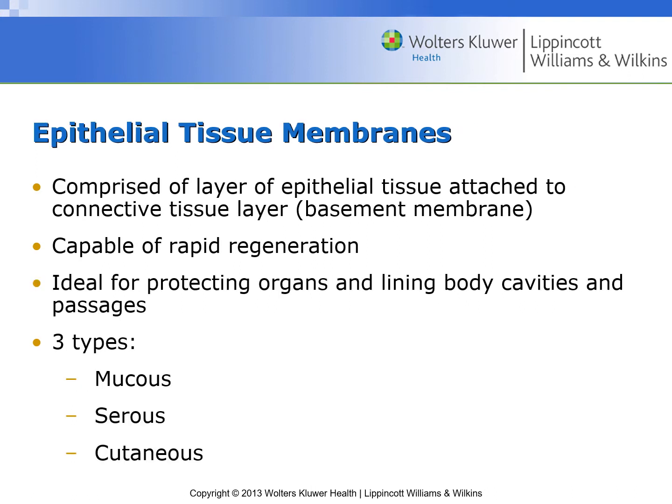Let's discuss epithelial tissue membranes. Comprised of a layer of epithelial tissue and attached to the connective tissue layer is the basement membrane. It is capable of rapid regeneration, and it is ideal for protecting organs and lining body cavities and passages. There are 3 types of epithelial tissue membranes: mucous, serous, and cutaneous.